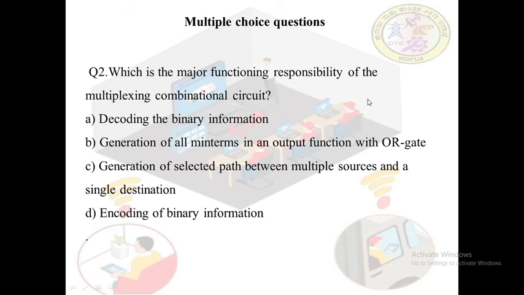The major functioning of a multiplexing combinational circuit is this: a multiplexer is a device that selects one of the several analog or digital input signals and forwards the selected input into a single line depending on the active select lines.